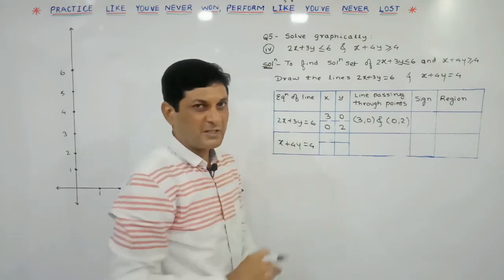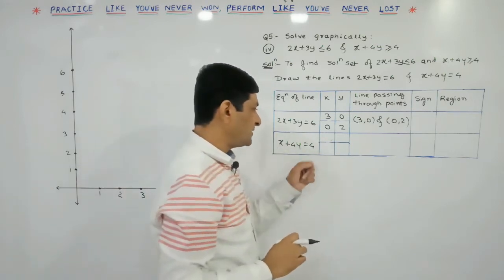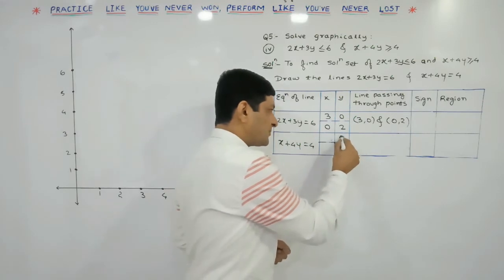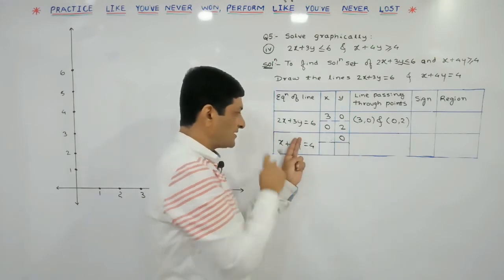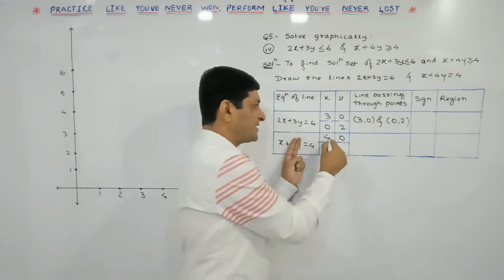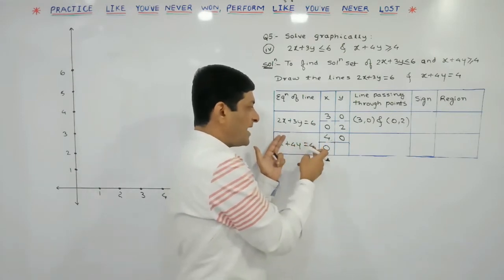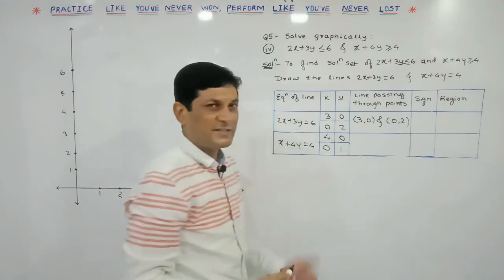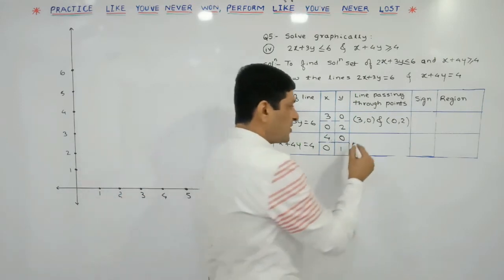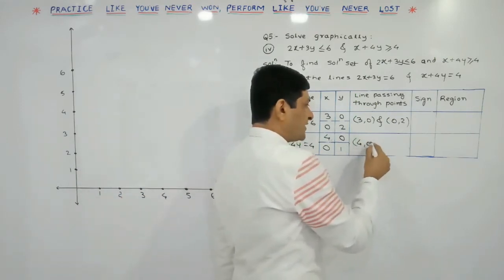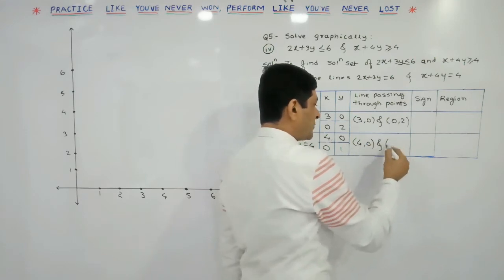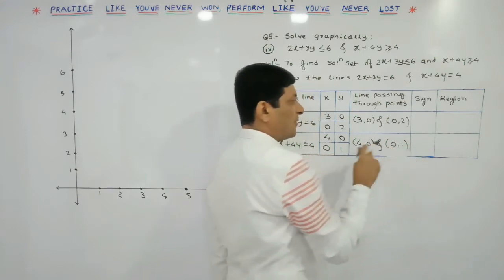Use the same method to find the coordinates of 2 points on the second line. First we substitute y is equal to 0. This term becomes 0, which implies that x is equal to 4. If I substitute x is equal to 0, 4y is equal to 4 implies that y is equal to 1. In this way we have got the coordinates of 2 points: the first point is (4, 0) and the second point is (0, 1).